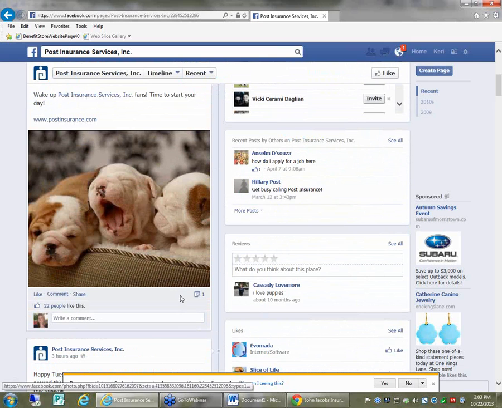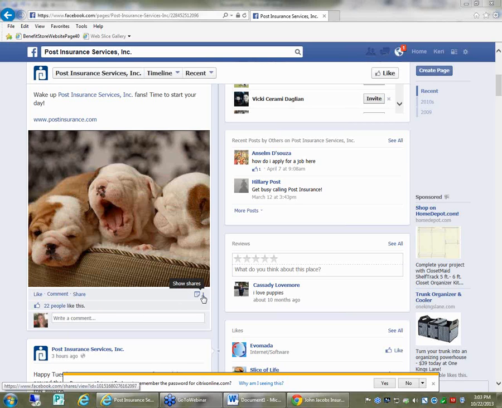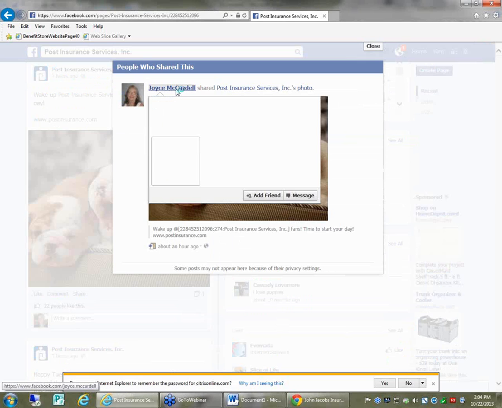But what they go after is what's called viral marketing. So under the post here, you'll see a like button, a comment button, a share button. When those buttons get clicked, that specific post is going to go to the distribution of the person who clicked. So if you have all these people who are seeing your post and you get them clicking like, comment, and share, now your post can go to their connections. So you'll see that one person shared it, okay? And if I click on that person, I can see it was Joyce McCardell.